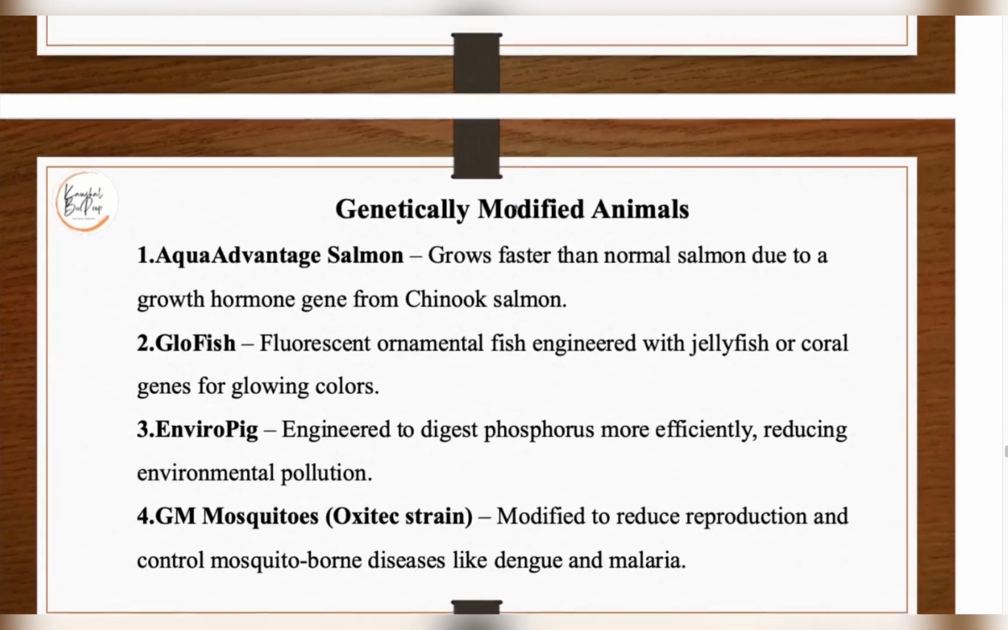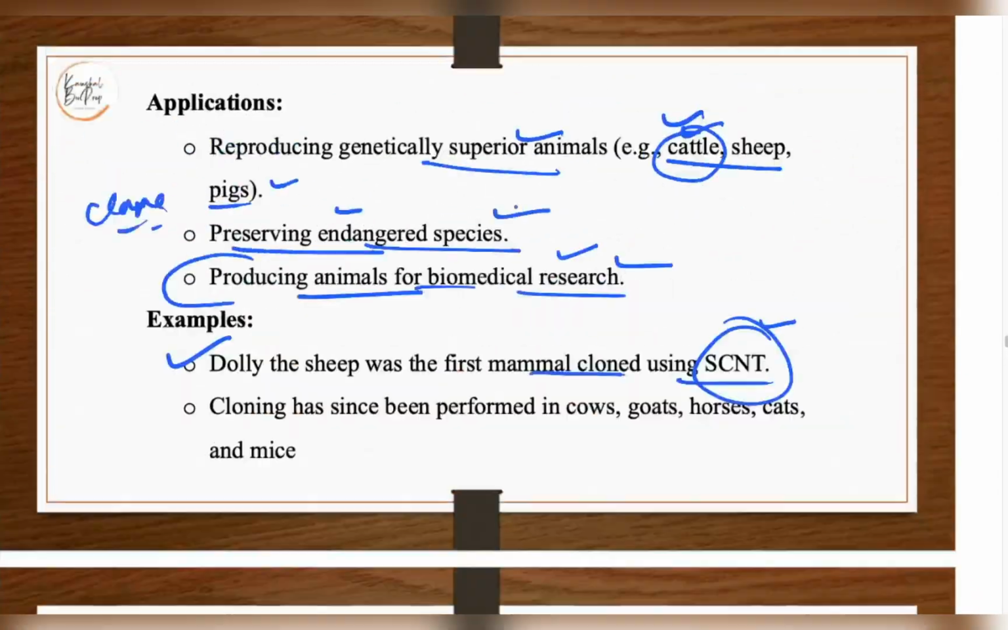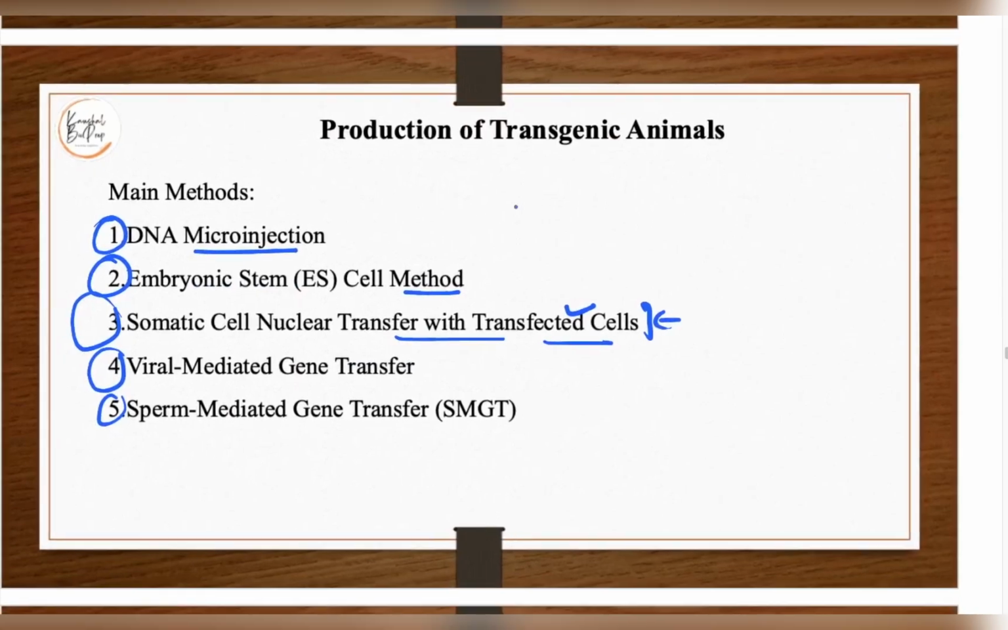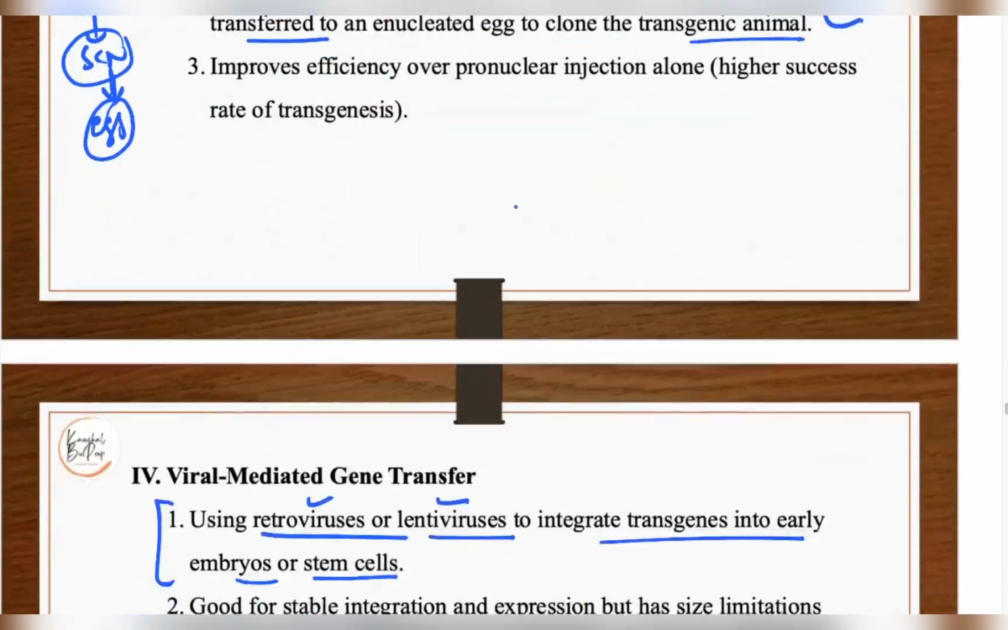So these are certain methods for transgenic production. I hope you understand these methods. If you have any kind of question, you can write it down in the comment section.